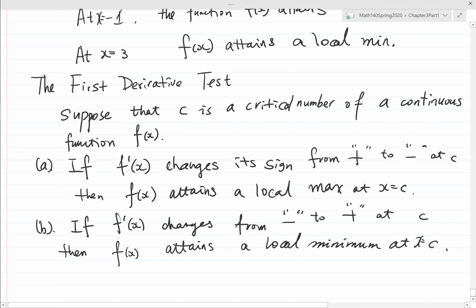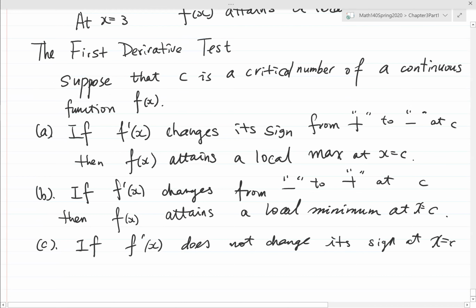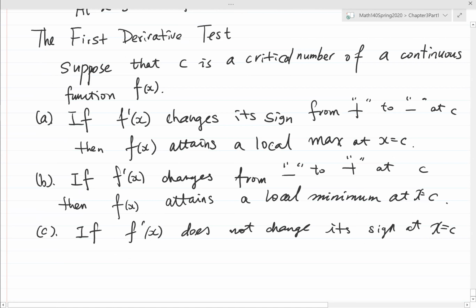Okay, now suppose the derivative does not change sign. Suppose, part C, if the derivative does not change sign at x equals c, then we can conclude that f(x) has no maximum or minimum at x equals c.